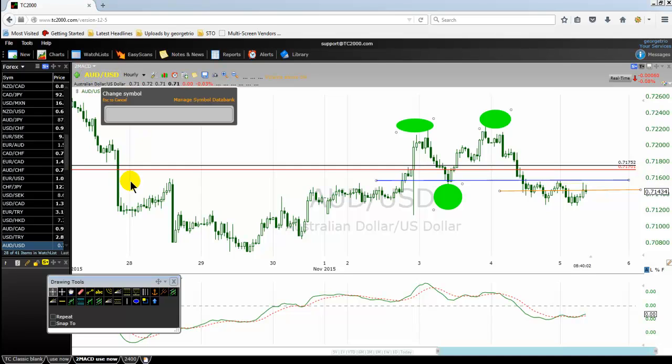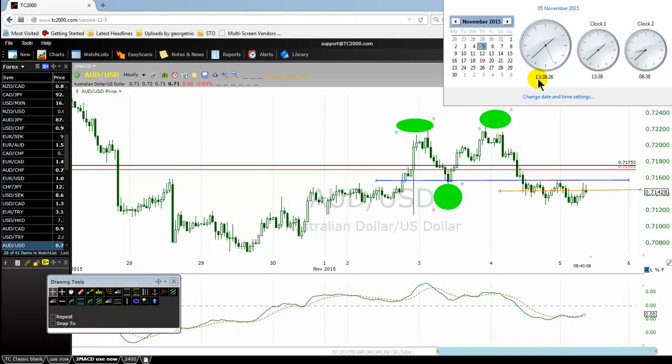Let's go back to the euro dollar currency pair. By the way, you are wondering whether this is live trading. The time in London is 38 minutes past 1 p.m. In New York, 38 minutes past 8 a.m. on the 5th of November. Remember, the 5th of November. In an hour or so, New York will be open. And probably I will be recording another video on the Nasdaq 100 index.